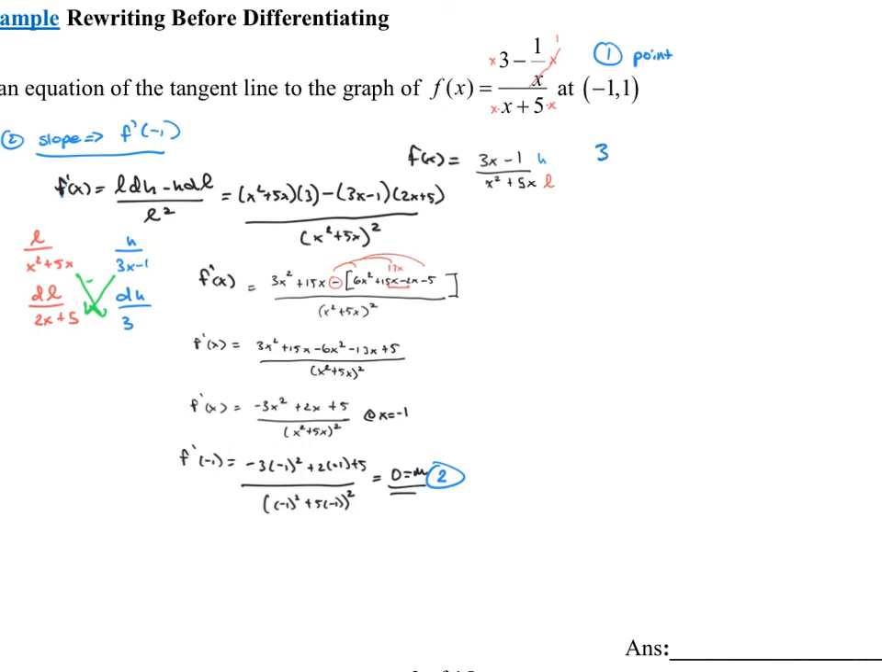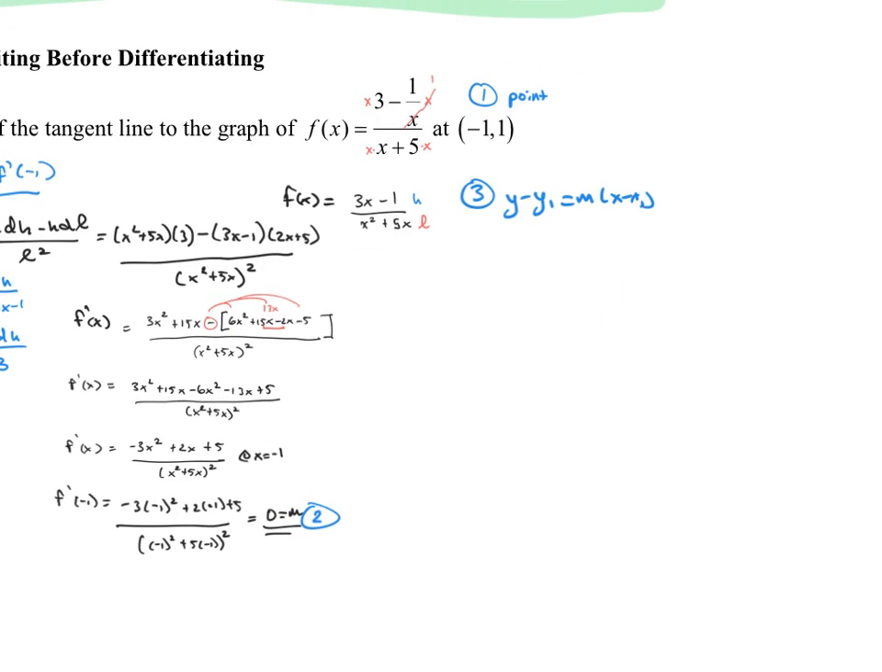So the third part is do y minus y1 equals m times x minus x1. So let's plug it into this formula. This would be y minus my first y value, so that's y minus 1 equals m, which is 0, times x minus x1, which in this case would be x plus 1. Well, 0 times anything is 0, so this would just be y minus 1 equals 0, add 1 to both sides, and I'm getting y equals 1. So the equation of my tangent line is y equals 1. That means it's actually a horizontal tangent line.